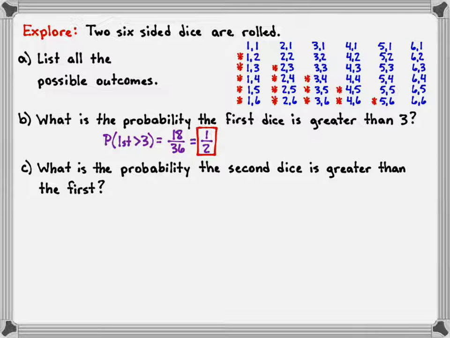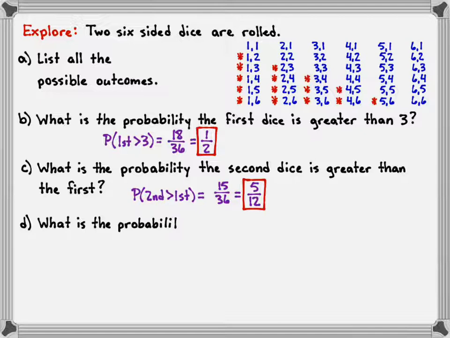Well, we count up all those possibilities. We can see there's 15 out of 36. And then that can reduce to 5 out of 12. But now let's get into the idea of intersection and union, or and or.